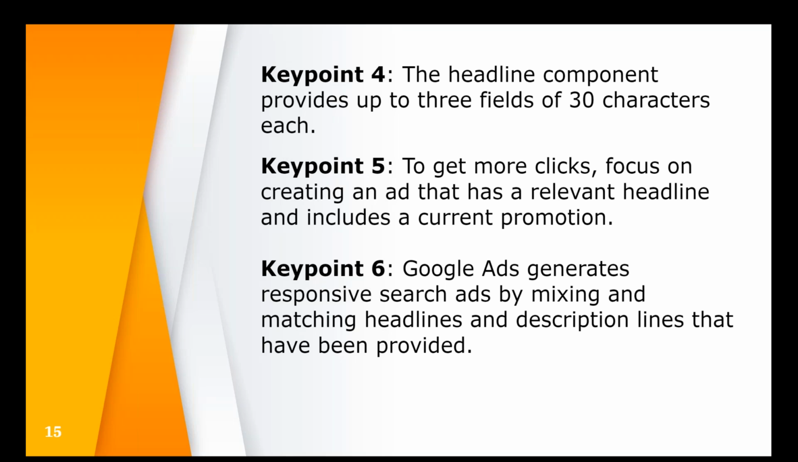Keyword number 6. Google Ads generates responsive search ads by mixing and matching headlines and description lines that have been provided. So by responsive search ad, Google is mixing and matching the ad information to see which ad eventually works the best.